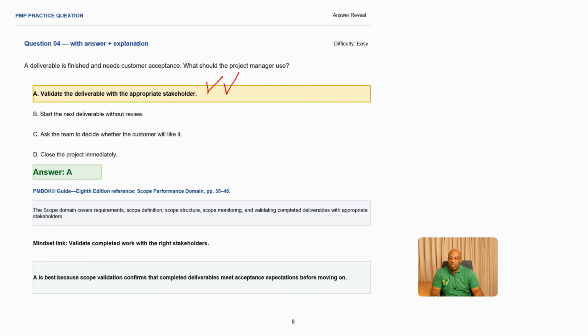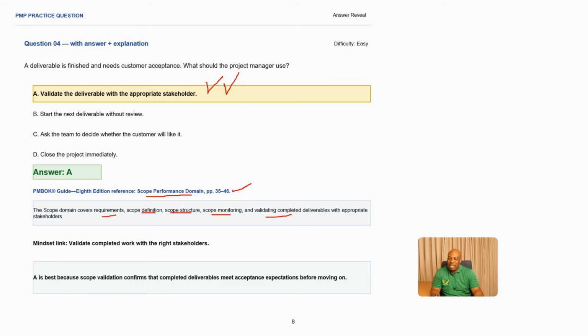Validate the deliverable with the appropriate stakeholder for acceptance. So that makes sense. So what is now our reference in our PMBOK? We go to page 35 to 46, where we are saying scope performance domain. So the scope domain covers the requirements, scope definition, structure, scope monitoring, and also validation.